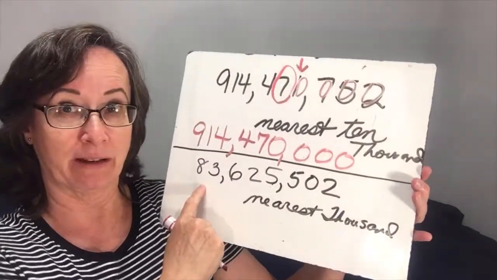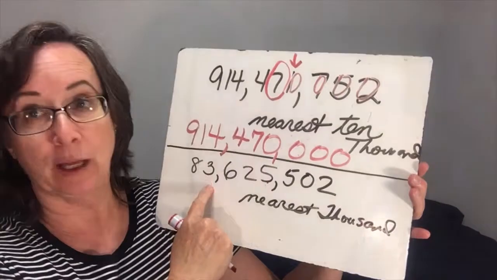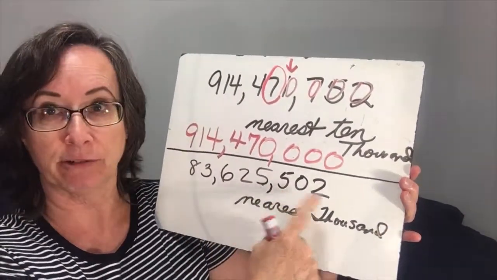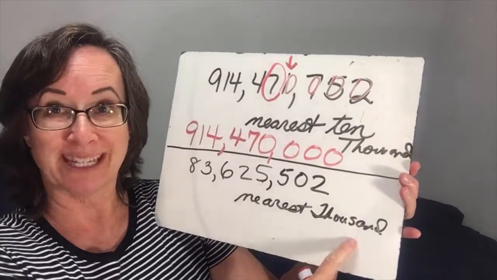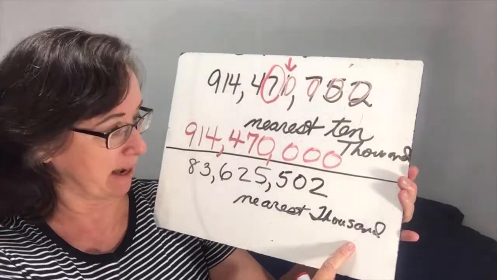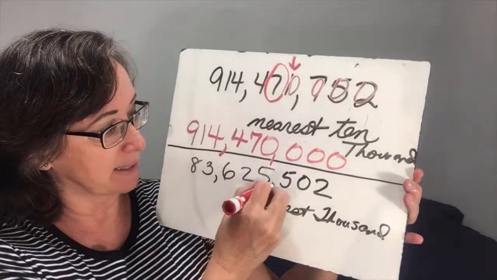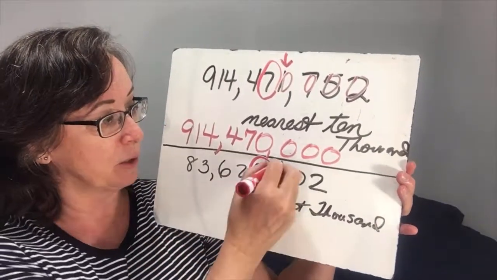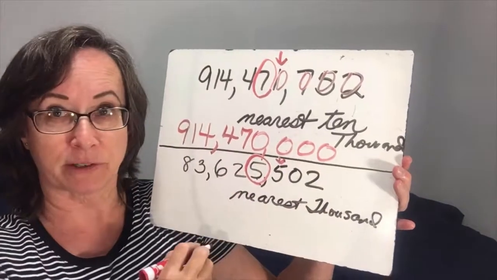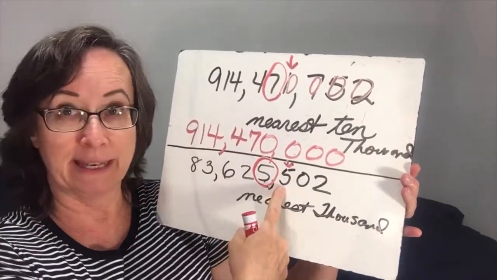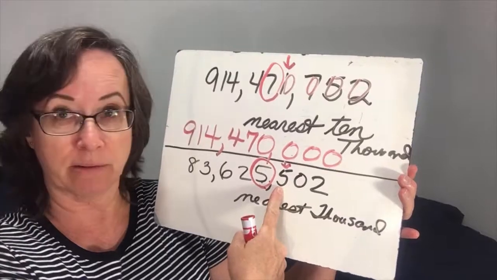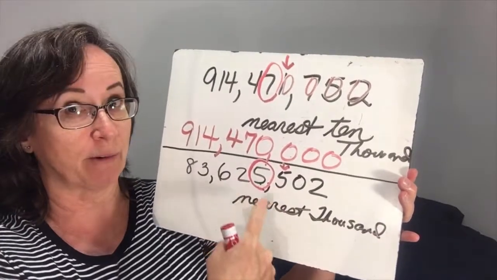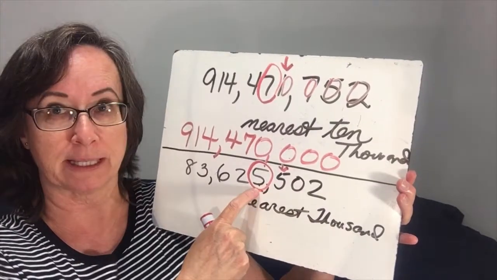So let's look at this one. We have, starting off, 83,625,502. And we're going to round to the nearest 1,000 this time. So here is the thousands place. And we're going to put our little arrow on the after number. So the arrowed number is 5. And remember, if it was greater than or equal to 5, then we bump this one up.